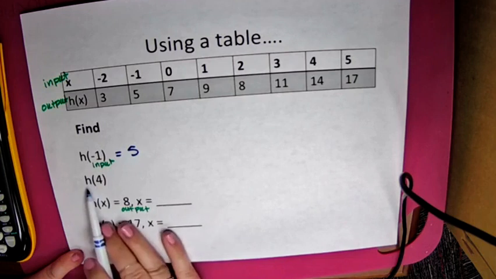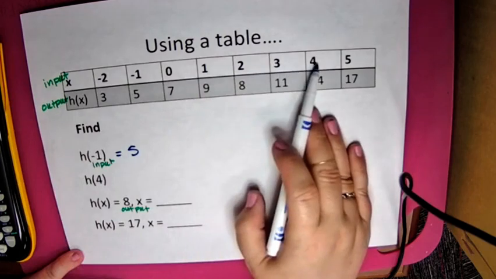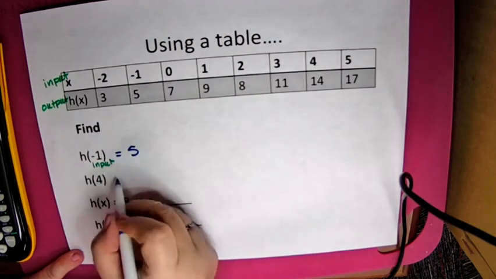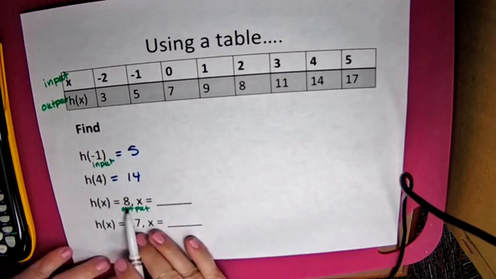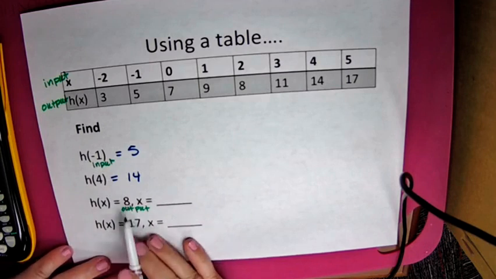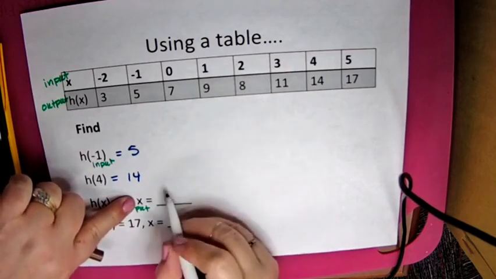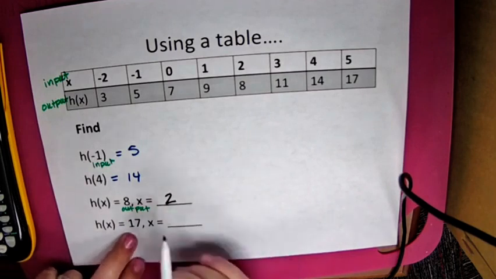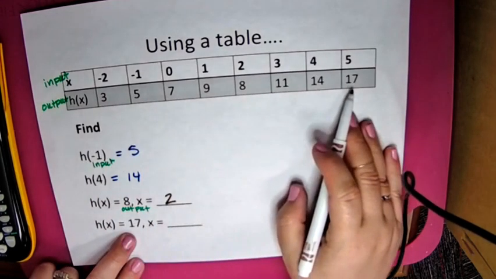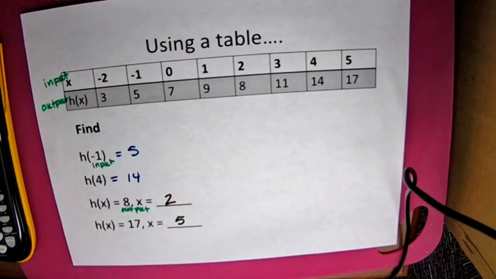Okay, we're going to play that game again. H of 4. So I come over here. He's my input, and I've got 4. My output is 14. So when they reverse it and they're like, hey, take that, and your output is 8. Oh, I better find 8. And then they want the input. The input will be 2. Or on this one, the output is 17. So I'm going along. I see 17. His input will be 5, or his x value will be 5.